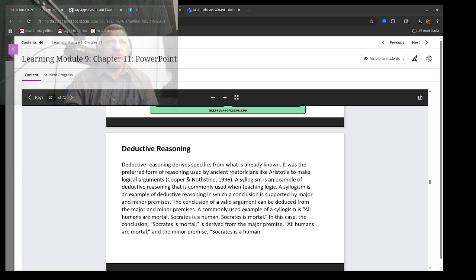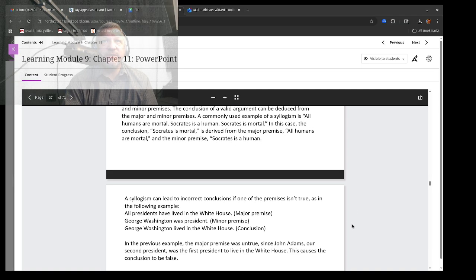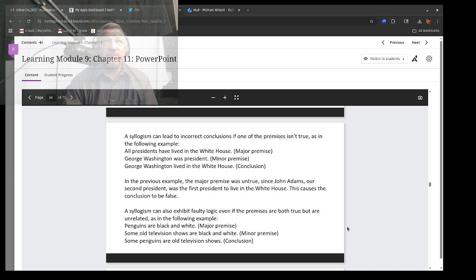Well, this one holds up, but sometimes we twist it and don't think it all the way through. All presidents have lived in the White House. That's our major premise. George Washington was a president. Minor premise. George Washington lived in the White House. That's our conclusion, but guess what? The first president to live in the White House was John Adams, not George Washington. Therefore, that kind of logic pattern proves to be false.